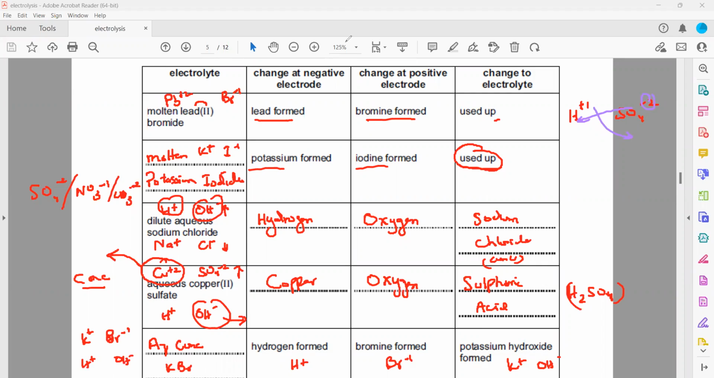The potassium ions and hydrogen ions, the hydrogen is less reactive, so hydrogen will move. That's why hydrogen is formed. And because it's a concentrated solution, here you have to mention, because if it's dilute, then OH will move. But it's concentrated, so Br will move. That's why Br is moving. And what we are left with is KOH, so potassium hydroxide will be the final product.